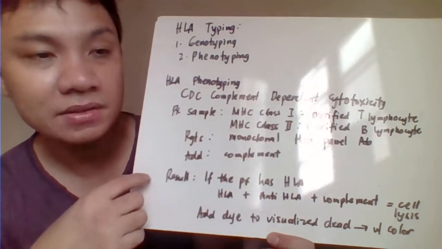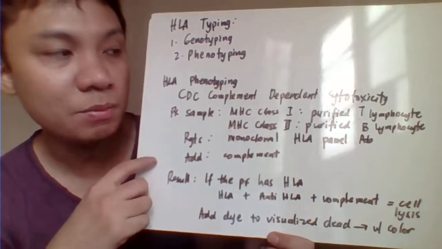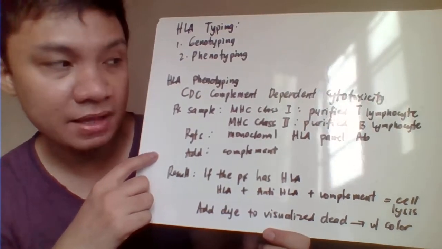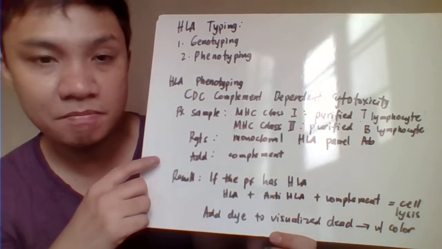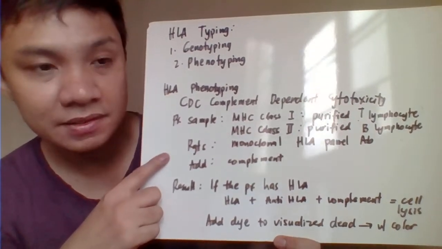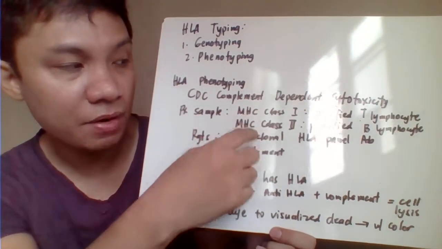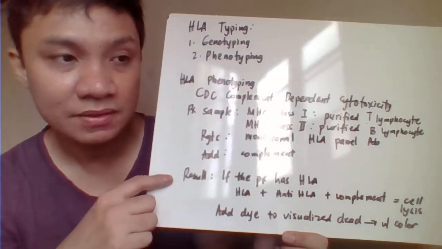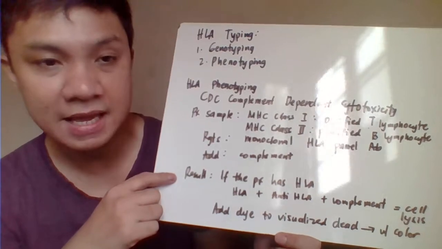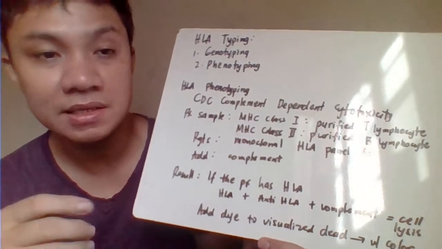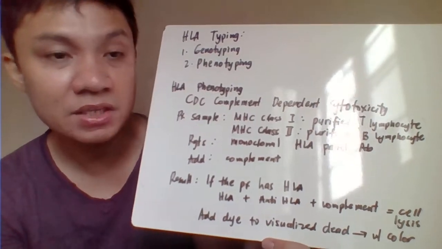So for MHC class 1, ang source ng sample natin is purified T lymphocytes. For MHC class 2, your purified B lymphocytes will be the source of that. It should be alive na cells. Okay, then since you're detecting the HLA in the form of an antigen, ang reagent natin should be in the form of antibody. So it should be a monoclonal HLA panel of antibodies because we want to know the different types of HLA antigen on the patient sample.